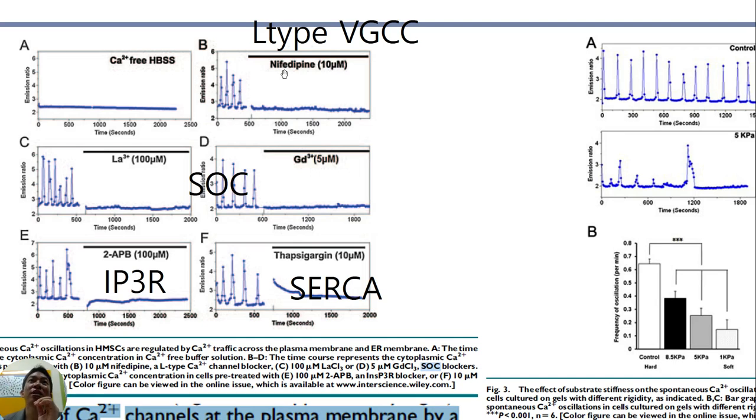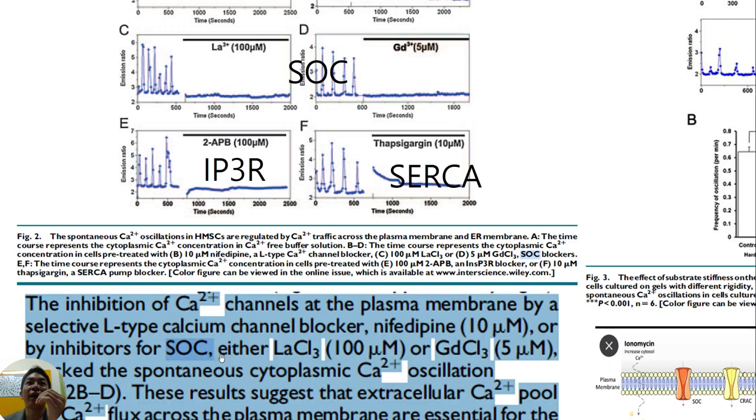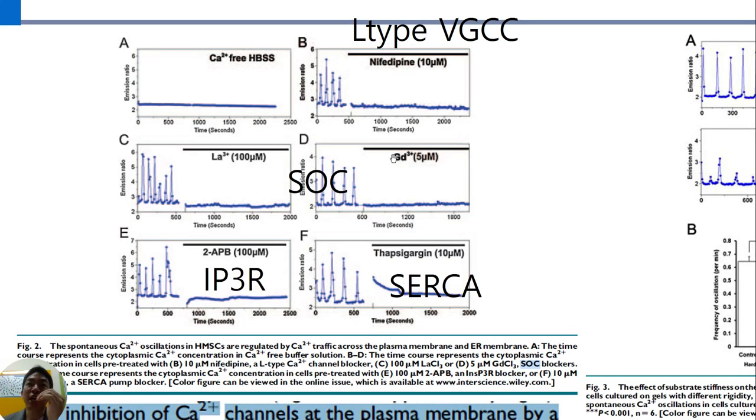Around. And then nifedipine is an L-type voltage-gated calcium channel blocker. When they block it, calcium oscillation also disappears, which means that this human MSC probably has this voltage-gated calcium channel, and when they block it, this is also gone. Oh, interesting. And then they treat with La3+. This is also one of the SOC inhibitors. And then gadolinium as well. Also, SOC is stretch-activated calcium channel or store-operated calcium channel.